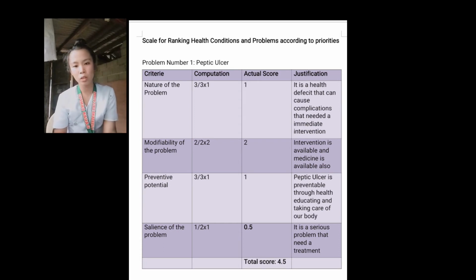Preventive potential, computation 3 divided by 3 times 1. Actual score is 1. Justification, peptic ulcer is preventable through health education and taking care of our body. Salience of the problem. 1 divided by 2 times 1 sa computation. Sa actual score naman is 0.5. Justification, it is a serious problem that needs treatment. So, bali the total score is 4.5.